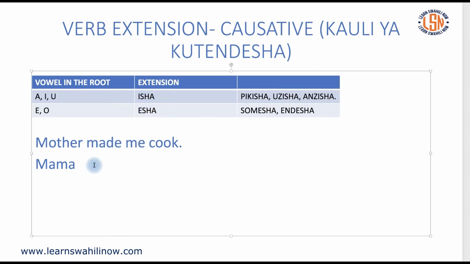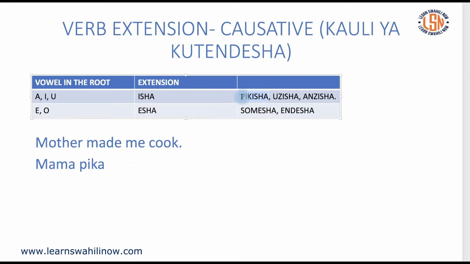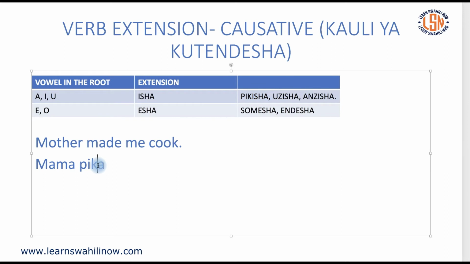And the verb for cook is, yeah, we just used it. So that is pika. But we want to say made me cook. So we're going to use this word here because we'd already created it. There's no need to do it again. So pikisha. Again, what I simply did, I took the root of the verb and attached the isha because the vowel in the root of the verb is up here, which corresponds to the extension isha. But this doesn't make any sense by itself.